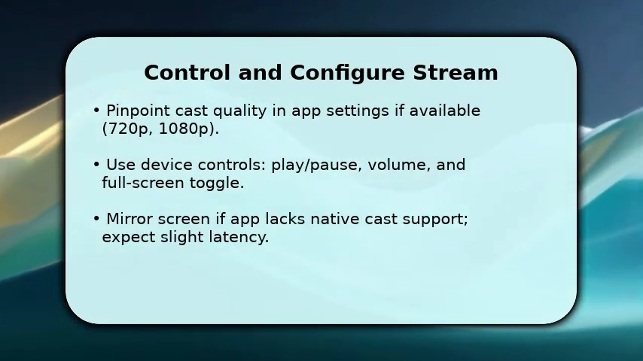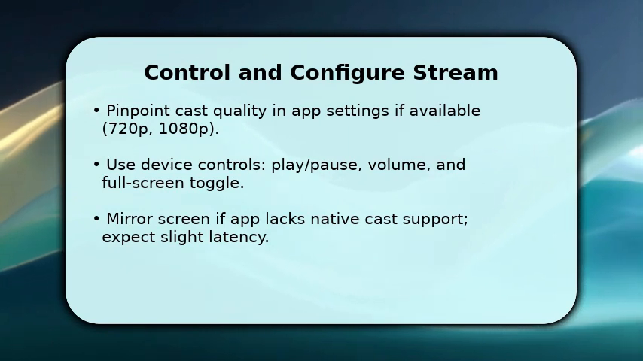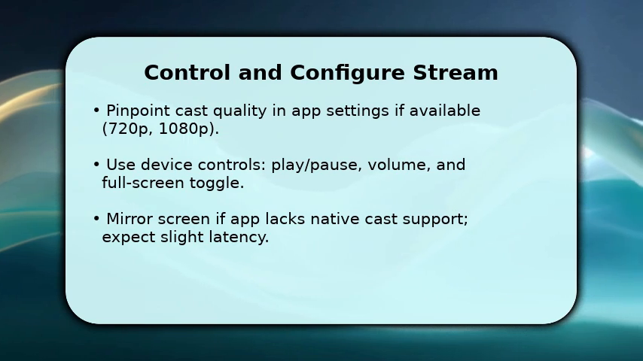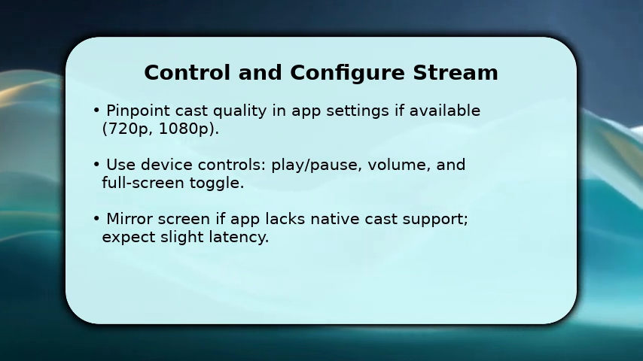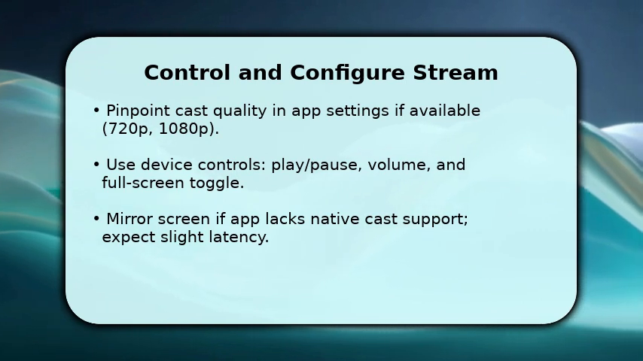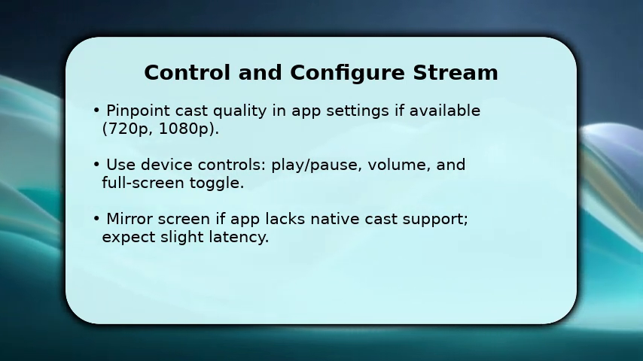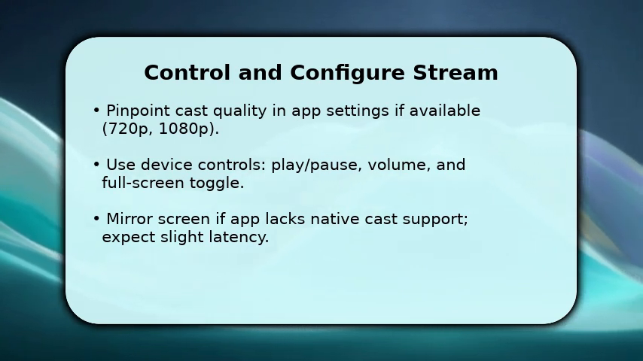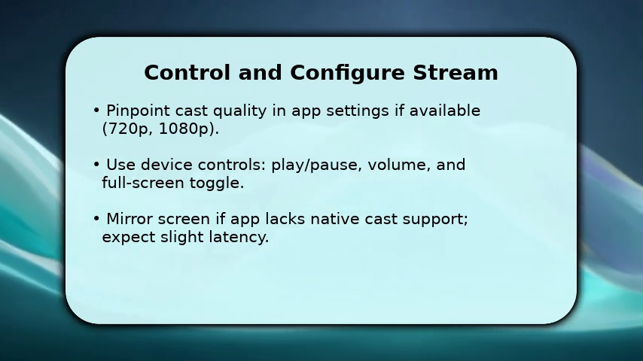If you need higher fidelity, check the app's cast quality option to switch between 720p or 1080p. This matters on crowded networks. For apps without native casting, enable screen mirroring and accept slight latency. This is normal because you're streaming raw pixels. Make sure to keep the phone awake while casting.